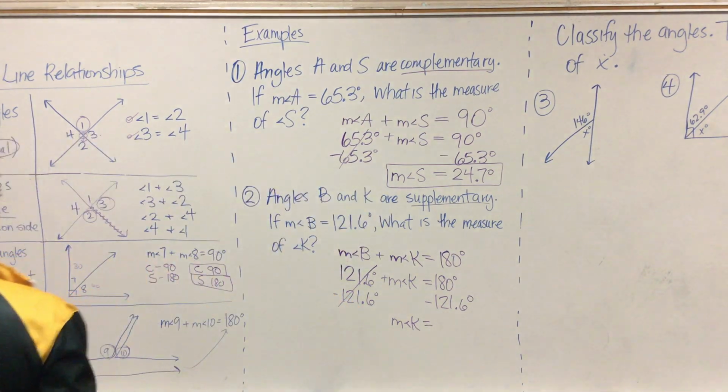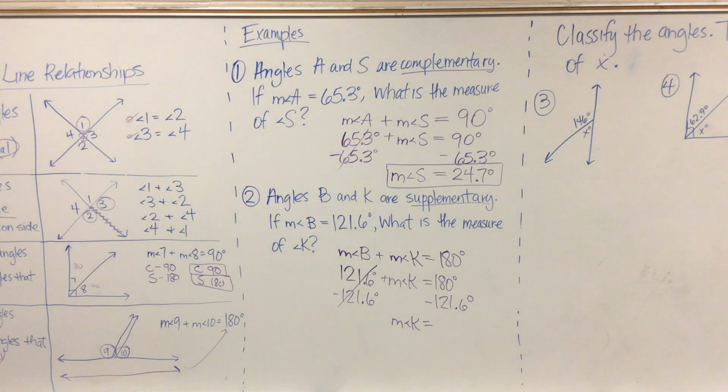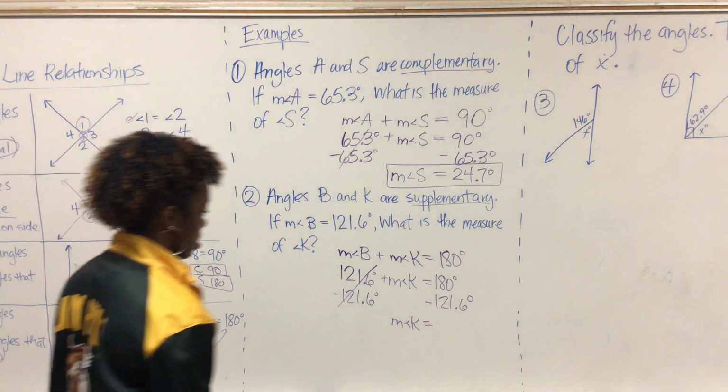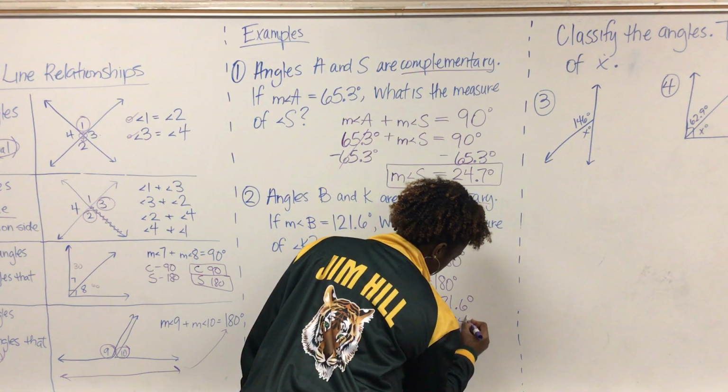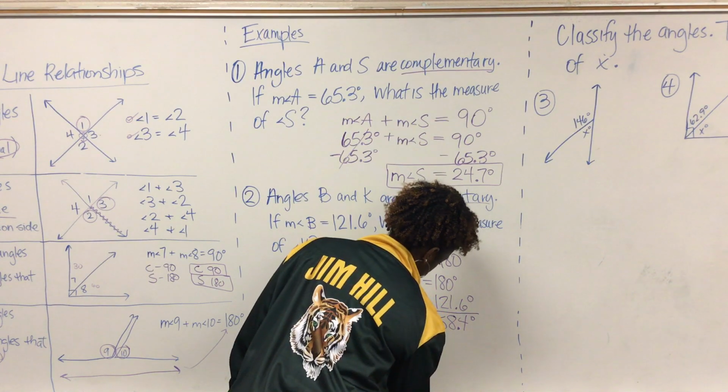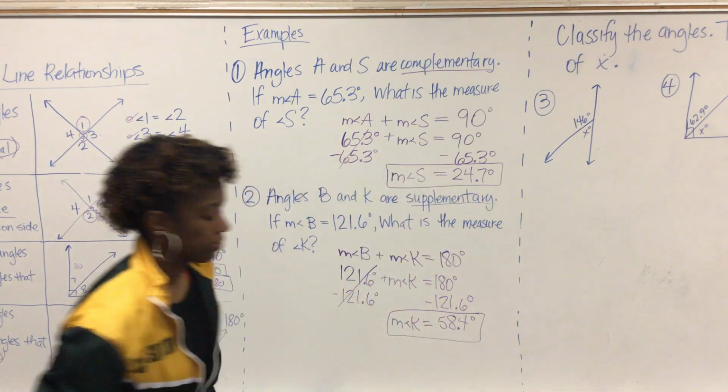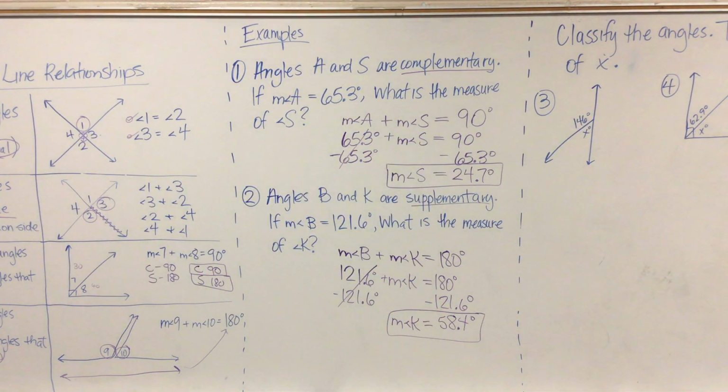I'm left with the measure of angle K equals, let's see, 180 minus 121.6, 58.4 degrees. Make sure we put that degree symbol. I'm left with 58.4.